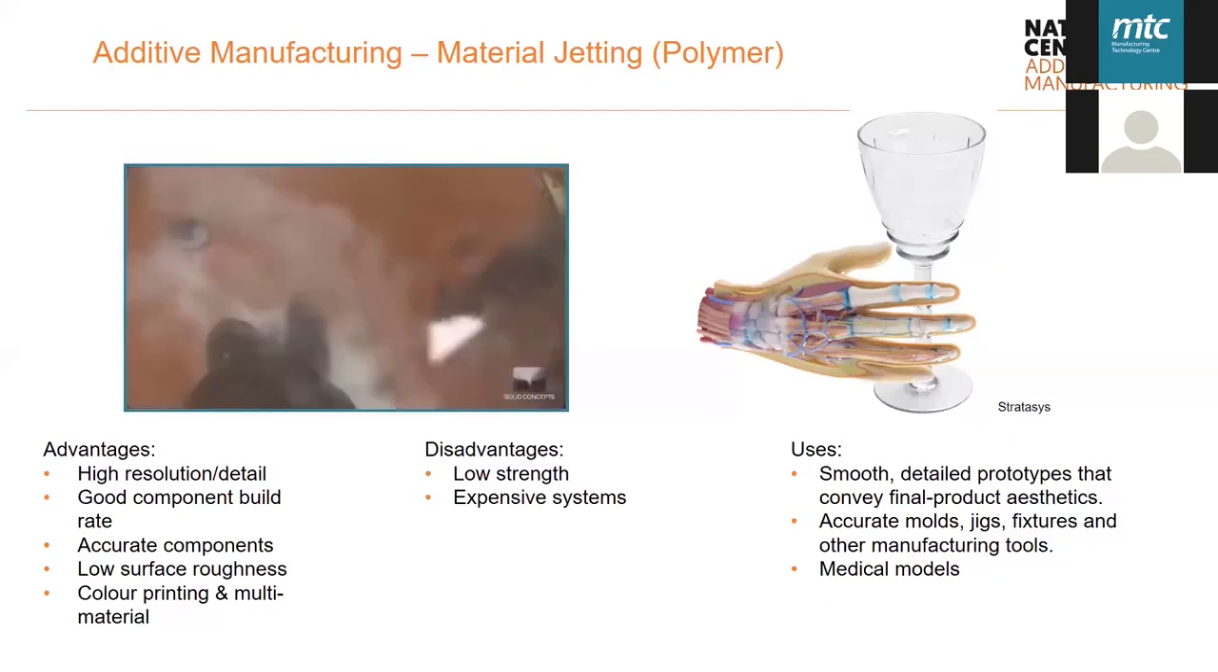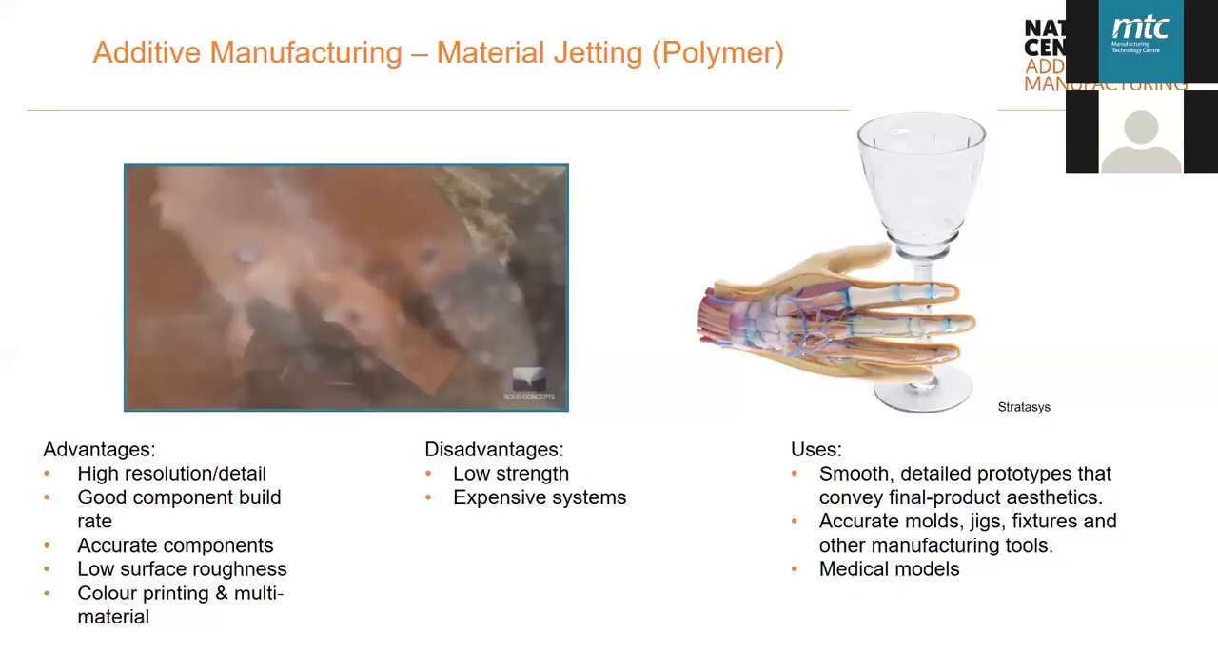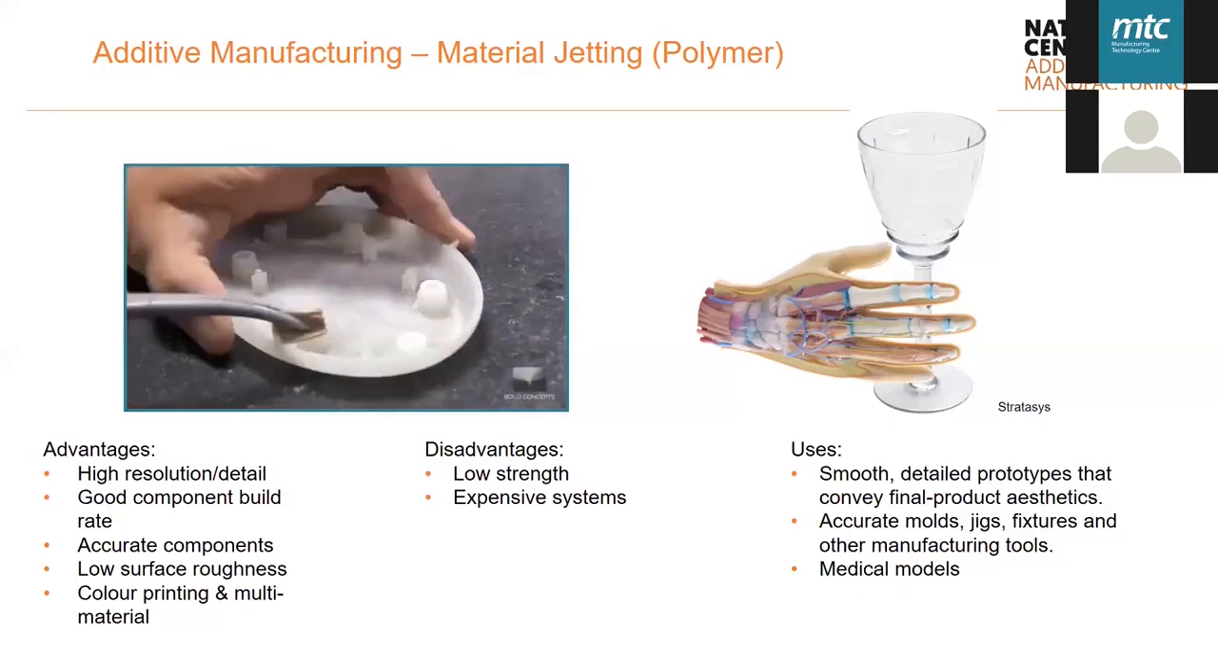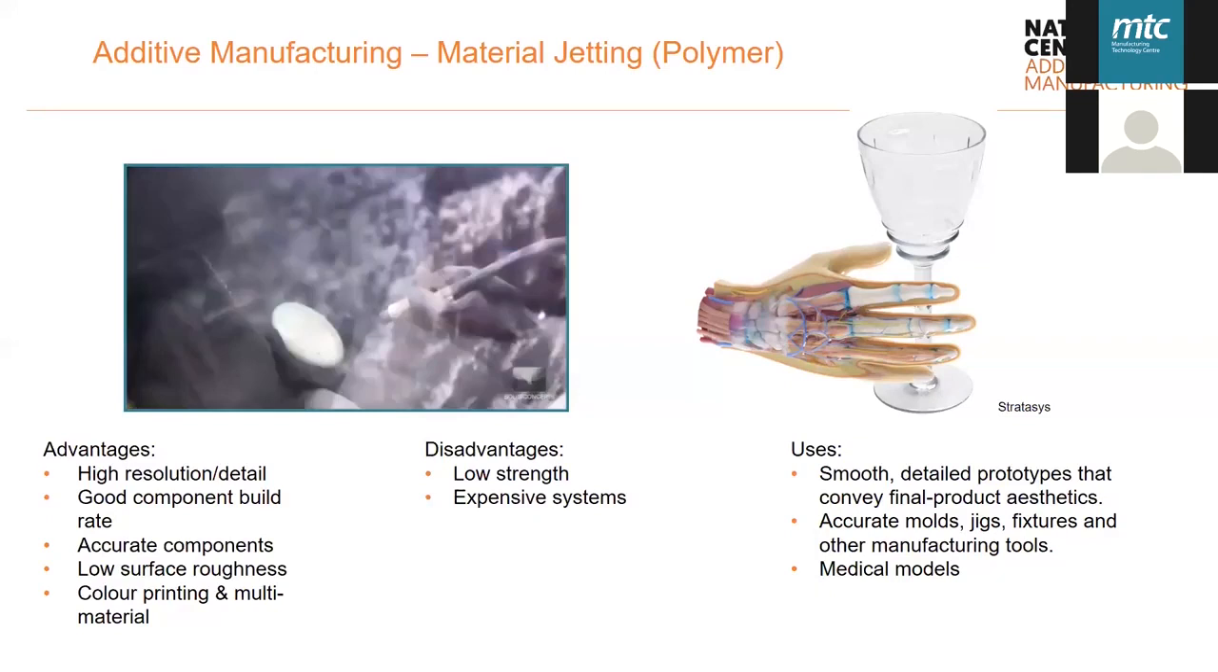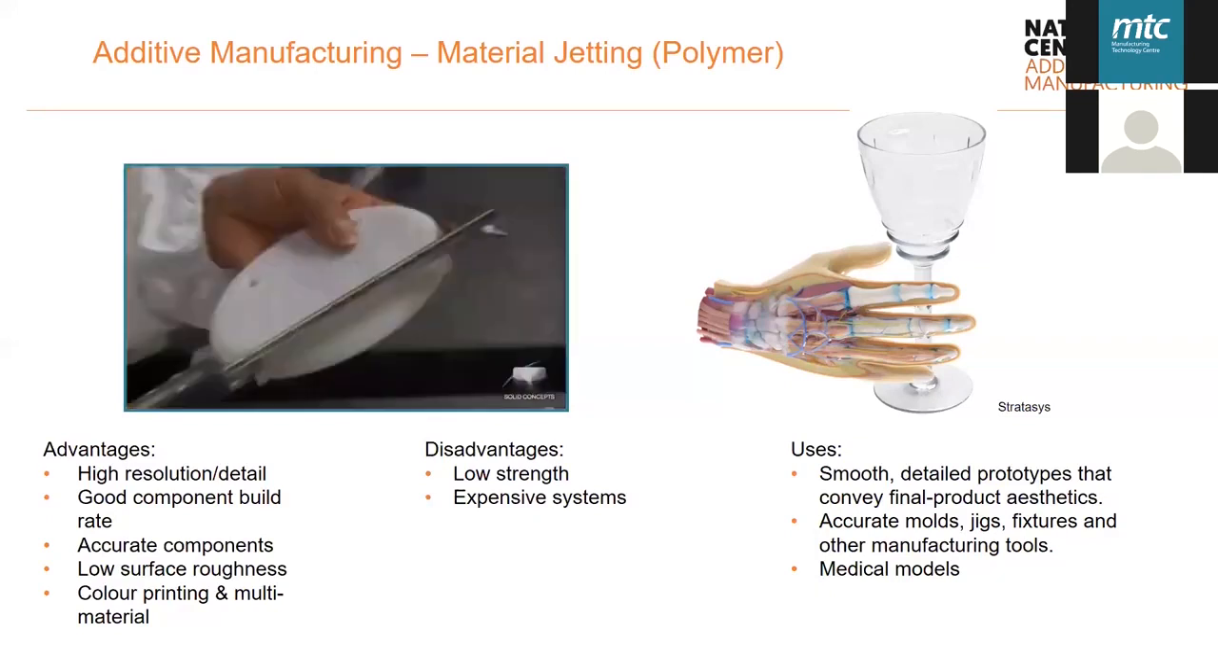Some of the disadvantages are that most of the materials used and components manufactured are of low strength. And potentially some of the material jetting systems out there could be quite expensive compared to other polymer manufacturing systems or additive manufacturing systems. Some use cases are that you can manufacture smooth, detailed prototypes that convey the final product aesthetics quite well. You can also manufacture accurate molds, jigs and fixtures and other manufacturing tools, as well as medical models.